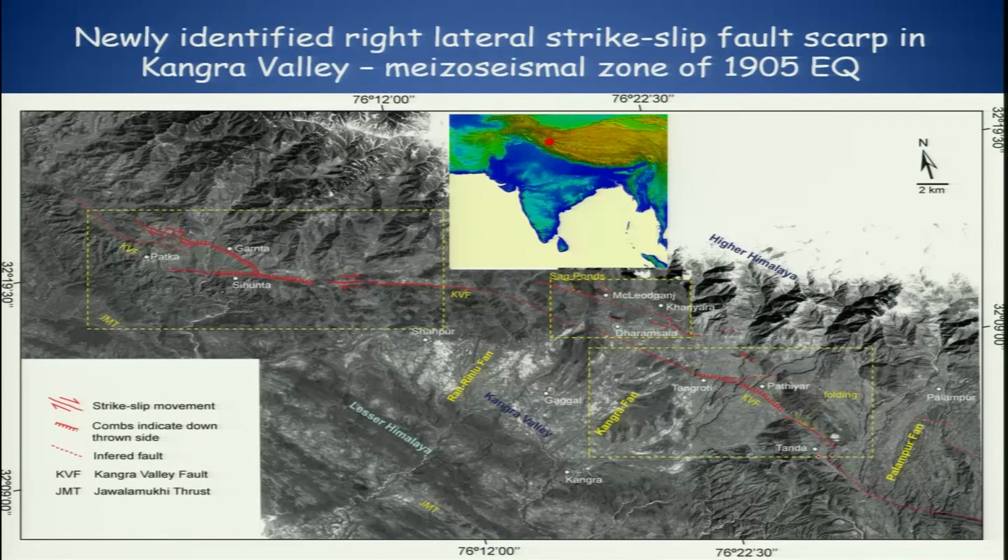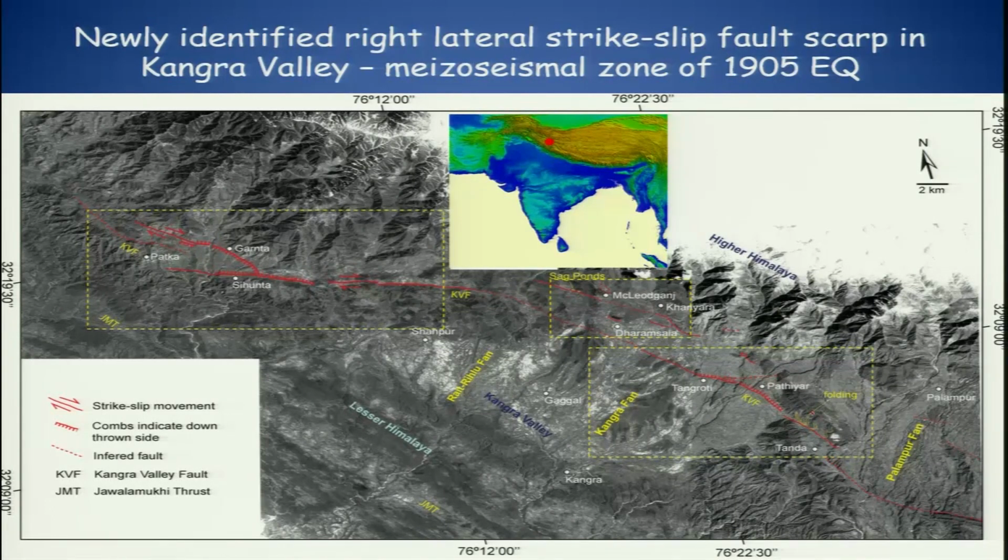Okay, so fault topography has been shown here, and the legend has been given here. This dashed red line marks the inferred fault. We are not very confident about this, but of course there is something which could be indicative of active faulting on the surface. Wherever we were sure, we have marked it with the continuous red line, and the combs here show the down-thrown side. So this side is down and this is up.